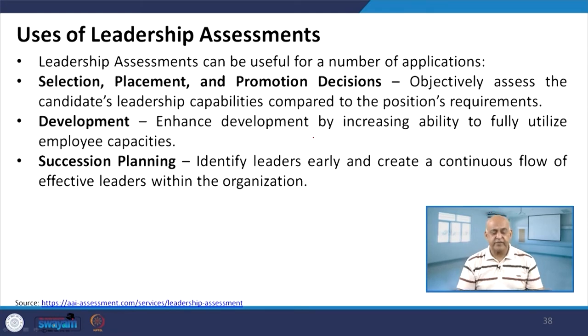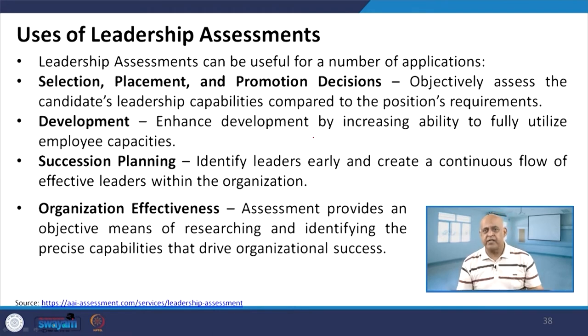The leadership assessment can be useful for a number of applications. Selection, placement and promotion decisions: objectively assess the candidate's leadership capabilities compared to the position's requirements. Development: enhance development by increasing the ability to fully utilize the employee's capacities. Whatever observations we have in selection, placement and promotion, after identifying this person we should also know how we can develop his abilities so that we can make use of him in the organization.